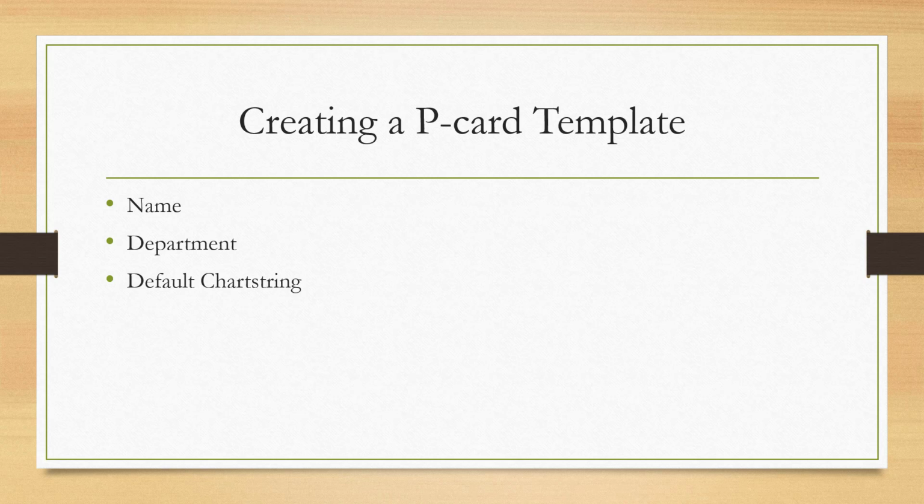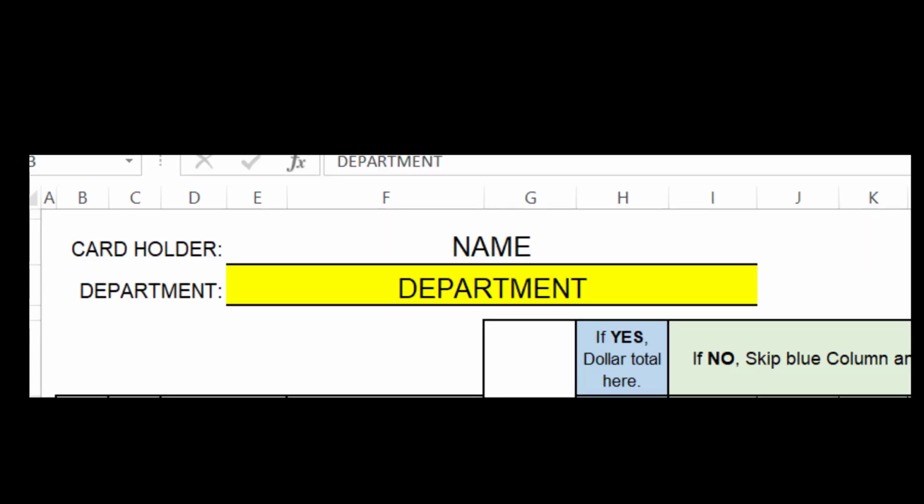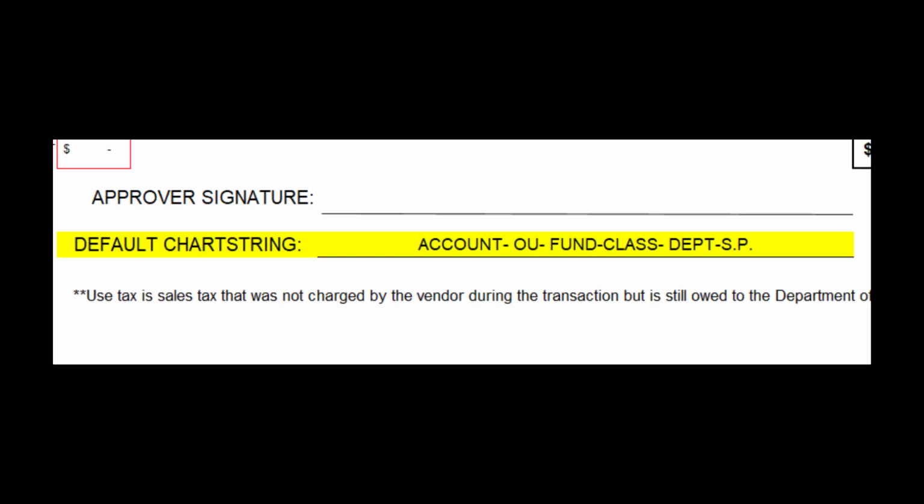Creating a P-Card template. There are 3 fields in the P-Card log that do not change from month to month. Therefore, it's a good idea to create a P-Card template with these 3 fields completed to save you time when reconciling your P-Card log. These 3 fields are name, department, and default chart string.